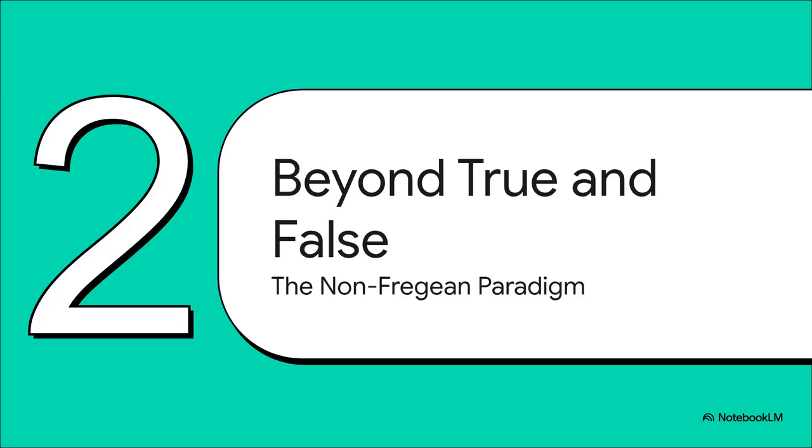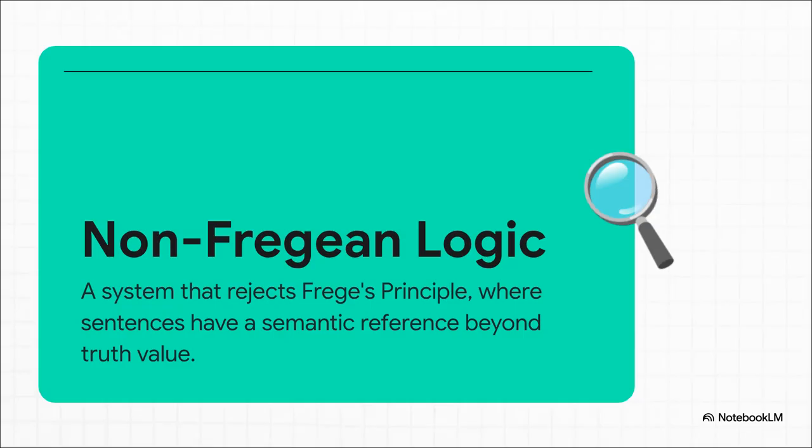Okay, so how do we get out of this trap? How do we build a logic that's actually smart enough to tell the difference between the quarter and the dime? Well, the answer means we have to jump to a totally new way of thinking. And that's where non-Fregean logic makes its entrance. And you can probably guess its first move, right? It totally rejects Frege's principle.